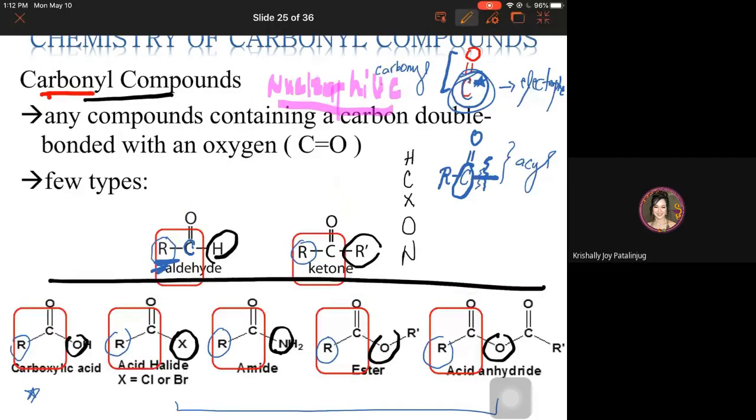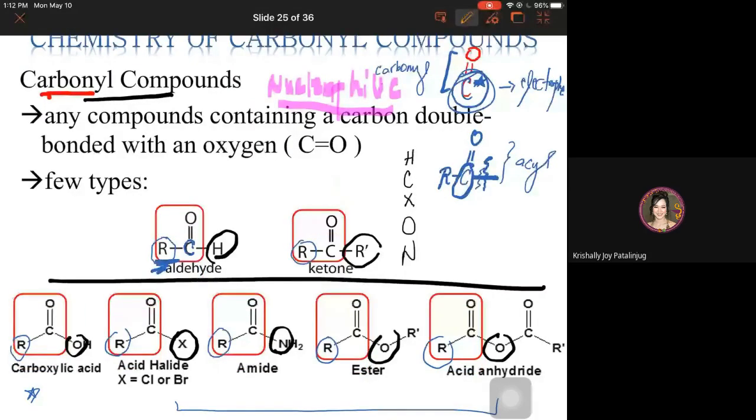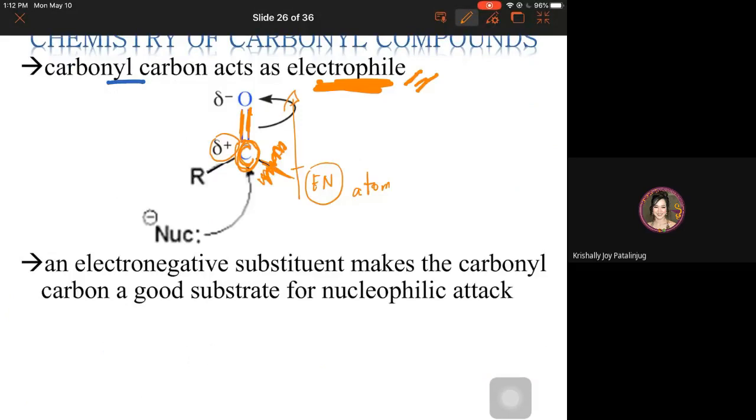If you go back, we actually have the carboxylic acid. If you check the carboxylic acid structure, the directly attached electronegative atom here is oxygen. There is an OH here, so it is directly bonded to oxygen. Oxygen is an electronegative atom.